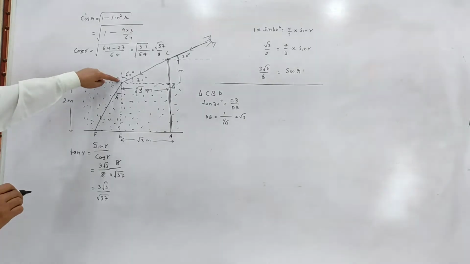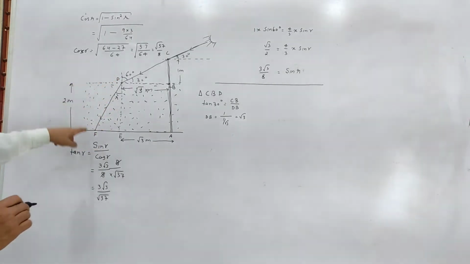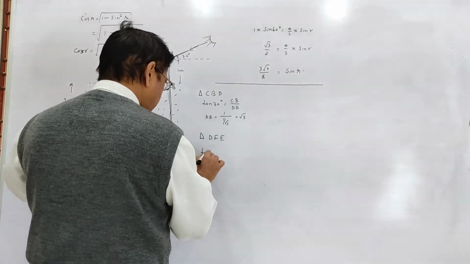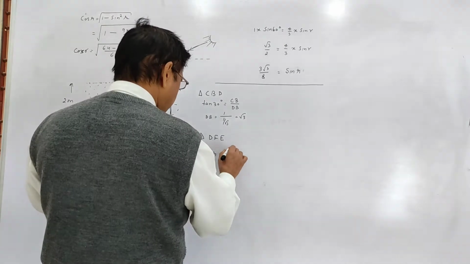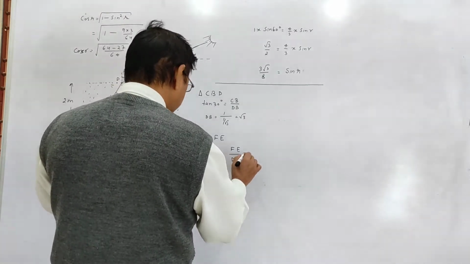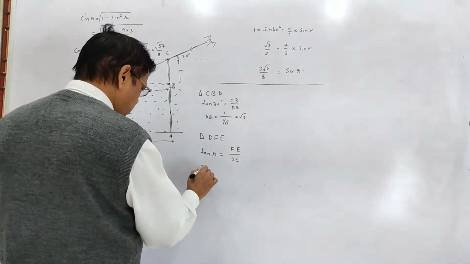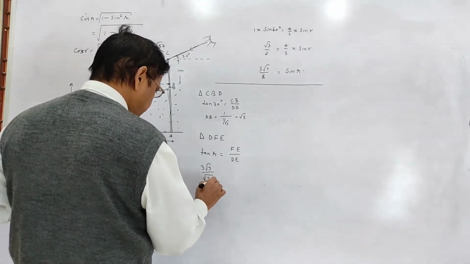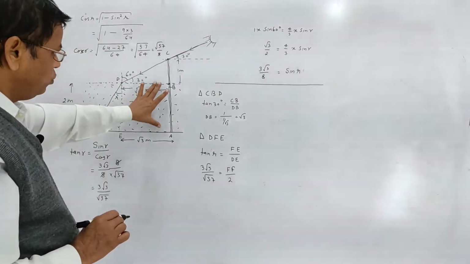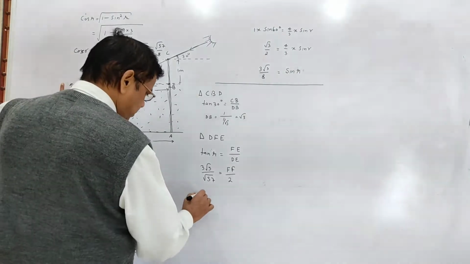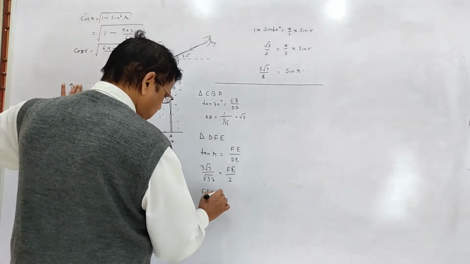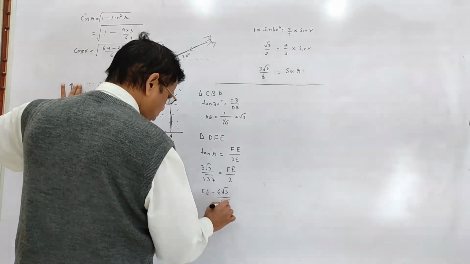Now in this right angle triangle DFE, tan R is perpendicular, that is FE, upon base, that is DE. So 3 root 3 divided by root 37 is equal to FE upon 2, because DE is 2, given. So FE is 6 root 3 upon root 37.